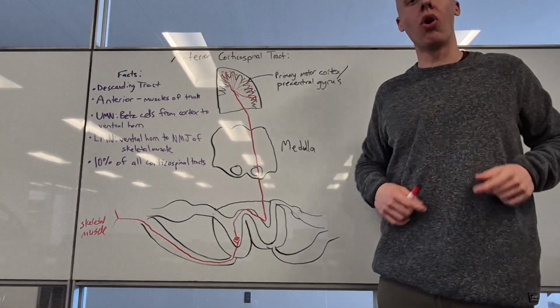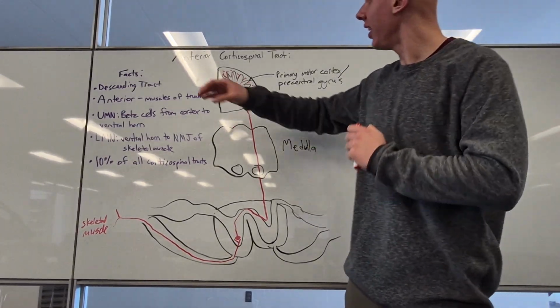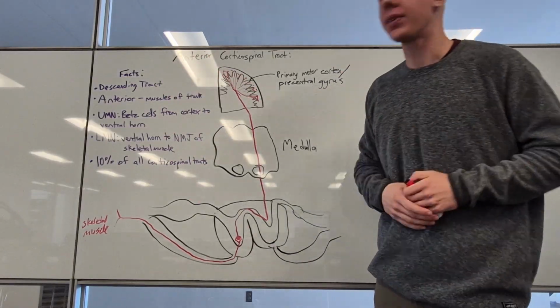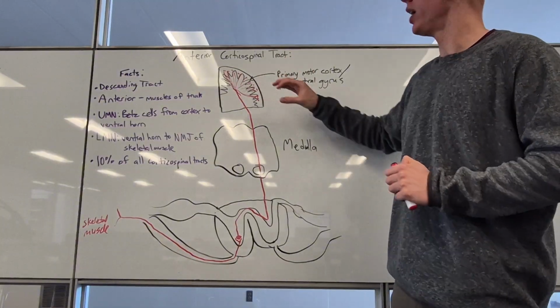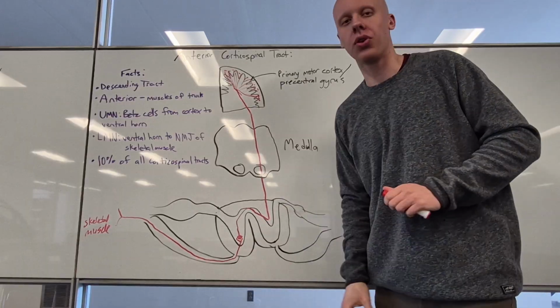All right, so we're gonna go over the anterior corticospinal tract. We're gonna start out with some facts, all right? The anterior corticospinal tract is a descending tract, meaning that the information is gonna start in the CNS, in the brain. We're gonna start in the cortex, and then we're gonna go down to the spinal cord and out to skeletal muscle.